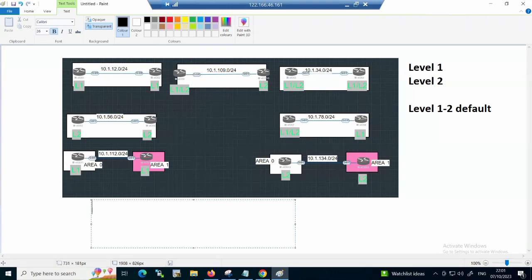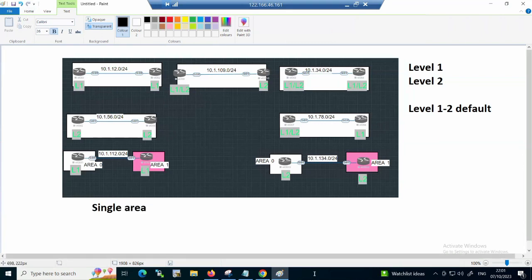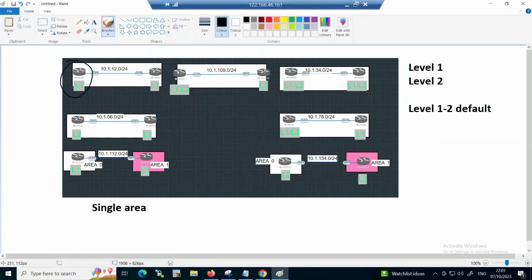So first, let's have a look at the single area concept. In single area, how are things working? This is my label 1 router. This is my label 1 router. They are part of the same area. Can you see the same white color box? It means that they can form the neighborship. The neighborship over here is called a label 1 neighborship. The neighborship over here is also called a label 1 neighborship.